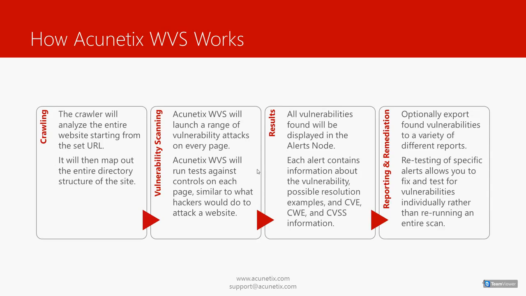Okay, and then we move on to results. Once the scanning has started, we start to get results, and these results start to show up inside of the alerts node. This alerts node starts to get populated with alerts. If we look into each alert, then we could find out more information about that alert: possible resolutions, more information about the vulnerability. We also get CVE, CWE, and CVSS scores as well.